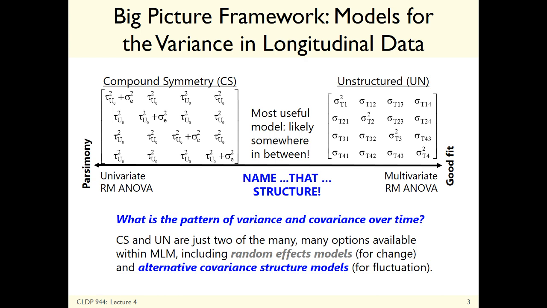The formula is number of occasions times number of occasions plus 1, divided by 2. So 10 times 11 is 110, divided by 2 is 55. What if I had 100? A lot, right? Too many, most likely. So that unstructured model works well for a limited set of cases: few occasions, and when everybody is measured on the same schedule.